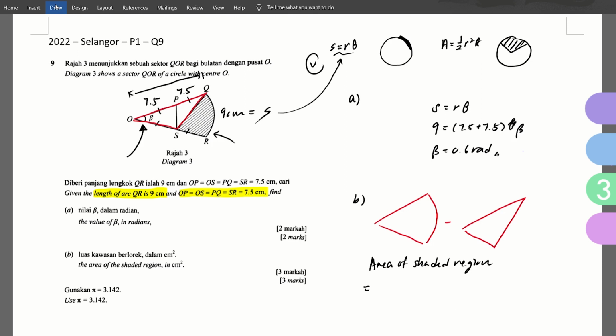Right, so the first shape we have is an area of a sector. So you can use back the formula that I mentioned just now, which is 1 over 2 r squared theta. So the r here is actually 50, and the theta here that we have calculated in part A is 0.6.